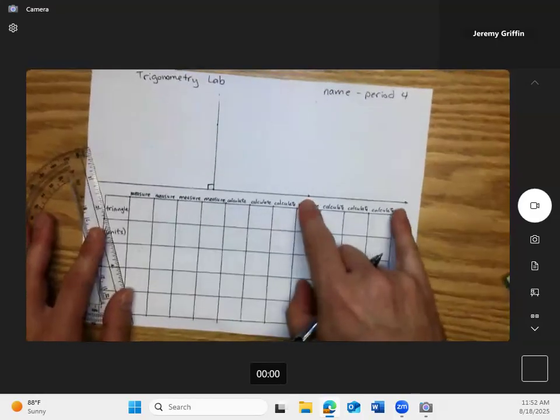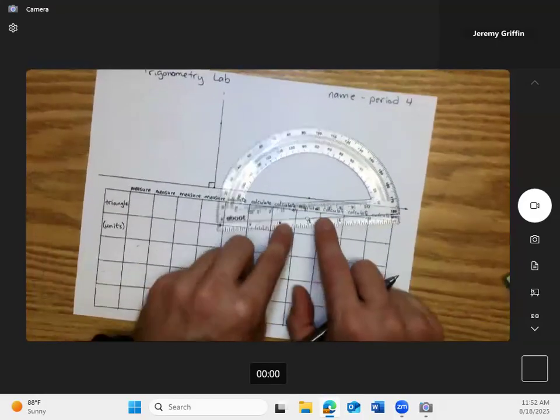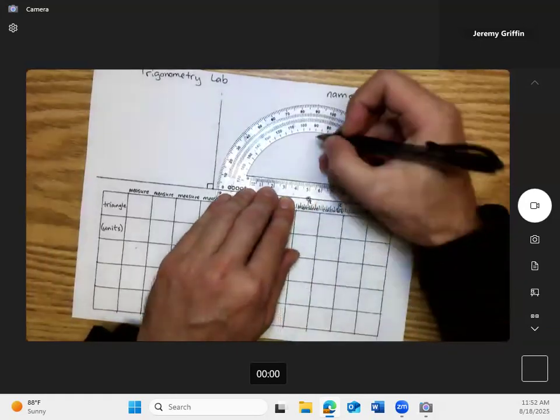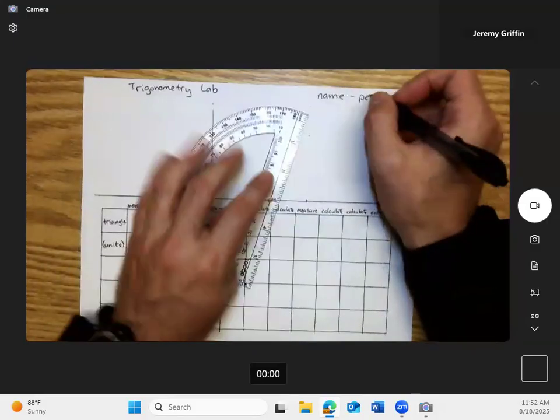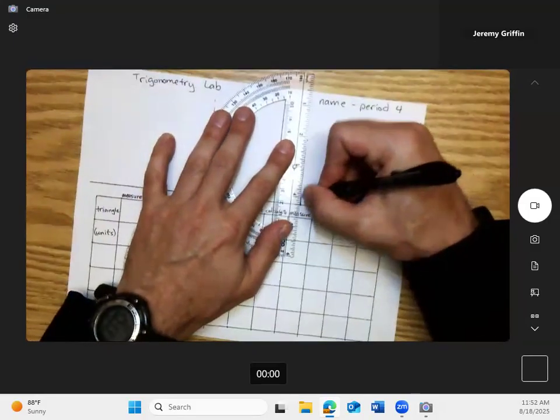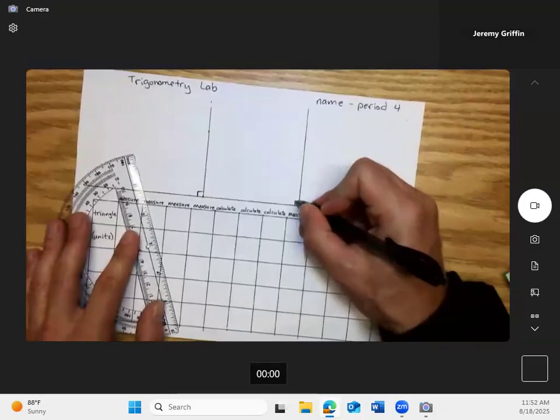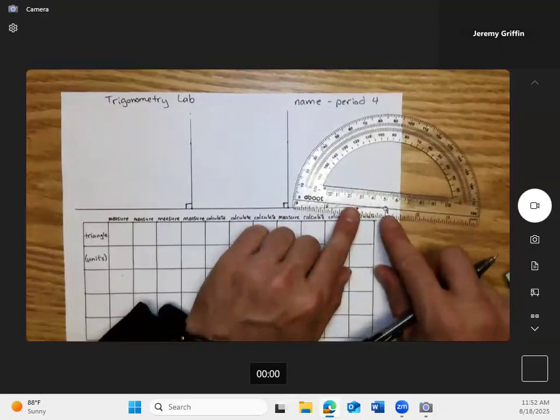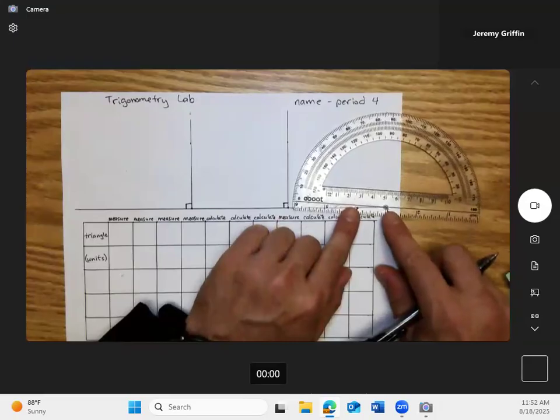Let's do that for the other 2 dots. So take the node of the protractor, park it on the second dot. Zero out that baseline. Go to 90 degrees. Make a mark right there. Okay. Then straight edge. There's the second right angle right there. Okay. And the last one. Node of the protractor on the dot. Zero out that line.